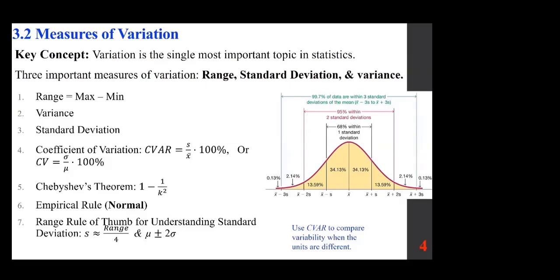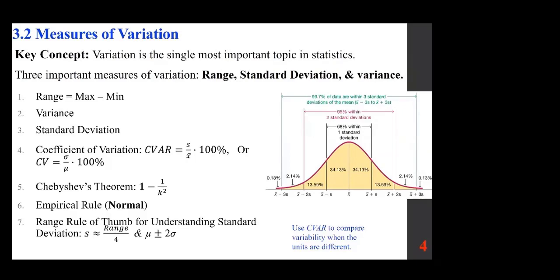Then we look at the variance, standard deviation, coefficient of variance. Sometimes they call it CV, sometimes they call it CVAR, which is simply the ratio of the standard deviation to the mean. If you're looking at sample, we use S over X. If you're looking at population, we use sigma over mu. And that 100% is changing it to a percentage.